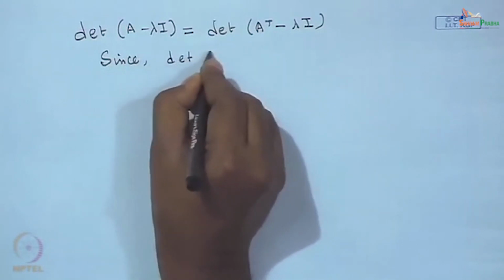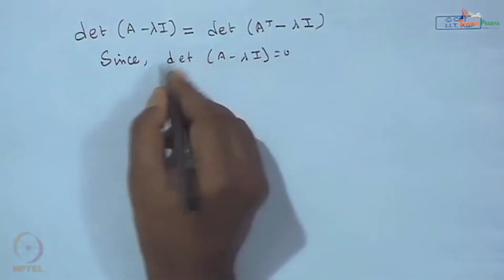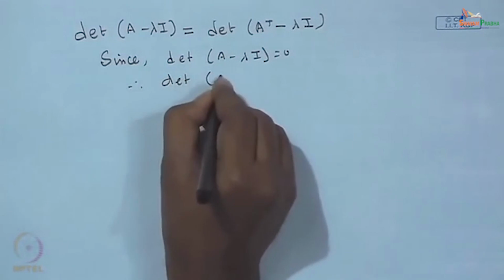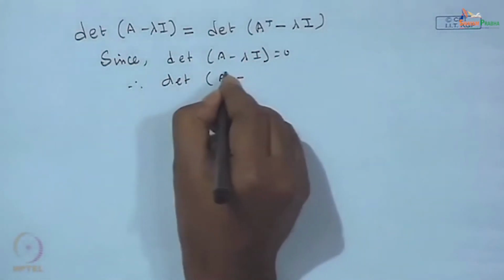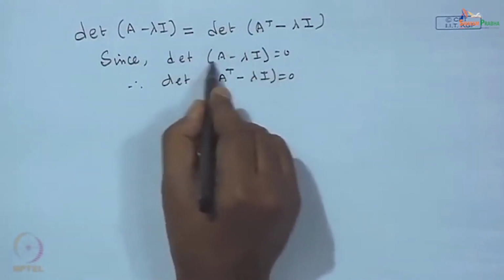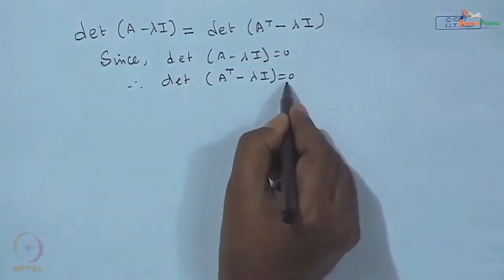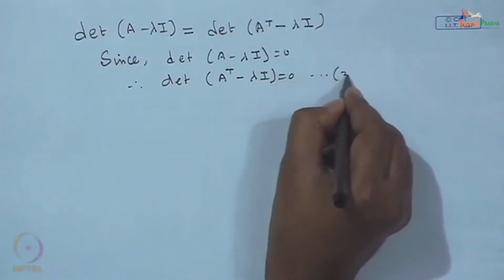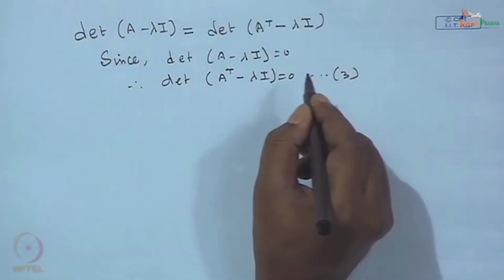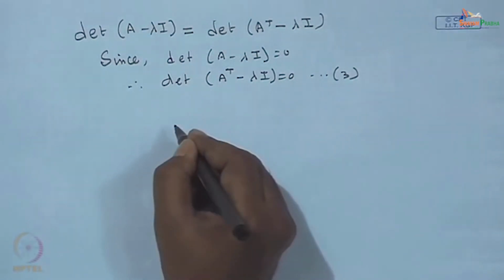Now, since determinant of A minus lambda I is equal to 0, we can say that determinant of A transpose minus lambda I should also be equal to 0. Now, look into equation number 2 and equation number 3. From the equation number 3, what we have got? Okay.